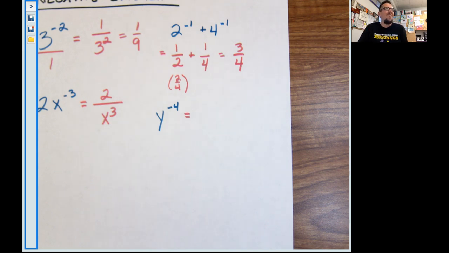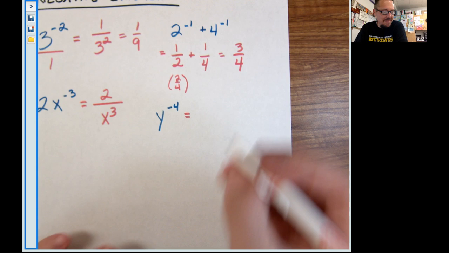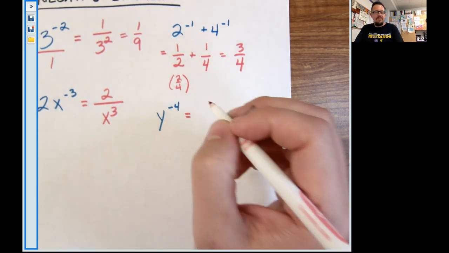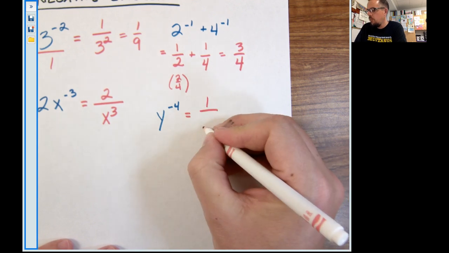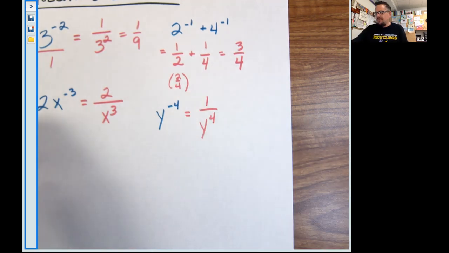So, y to the negative fourth would be? There we go. 1 over y to the fourth. Nailed it.